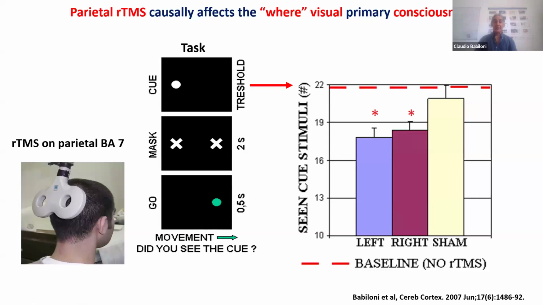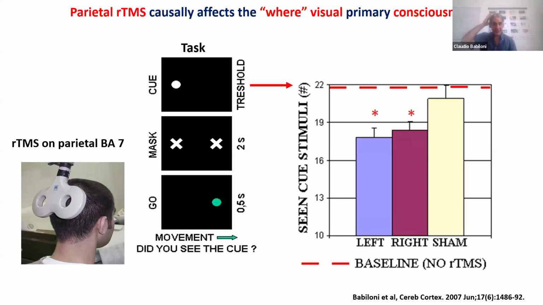In another experiment with the same task, we wanted to test the hypothesis that if we give a perturbation, a magnetic stimulus, on the parietal areas involved in the generation of alpha rhythms, before giving the cue stimulus, the subject was not able to recognize the cue stimulus when compared to the sham magnetic stimulation.